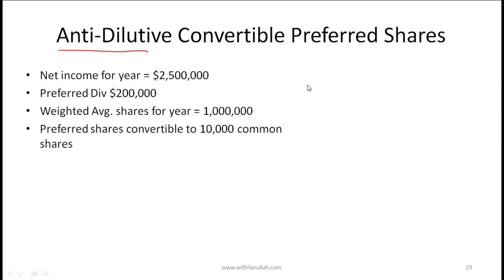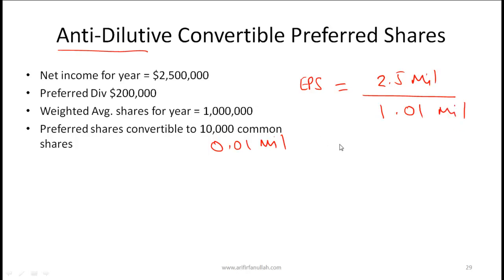But let's now see what happens when we calculate EPS using the if converted method. The numerator is 2.5 million, since the preferred dividend becomes 0 if the shares are converted, divided by 1 million shares plus 10,000 common shares, which is equal to 0.01 million. So in the denominator we have 1.01 million. So the EPS now becomes 2.5 divided by 1.01, which is 2.47. Notice that this 2.47 is now higher than the basic EPS.